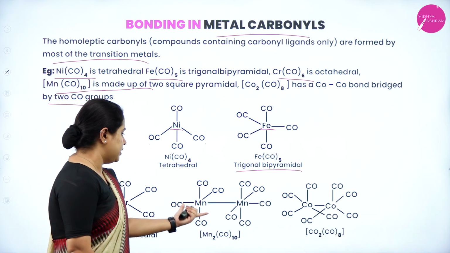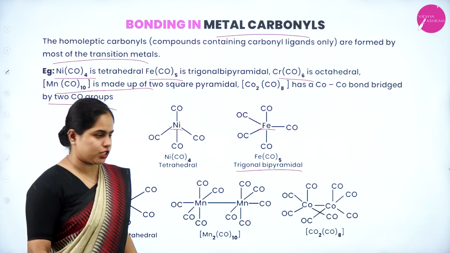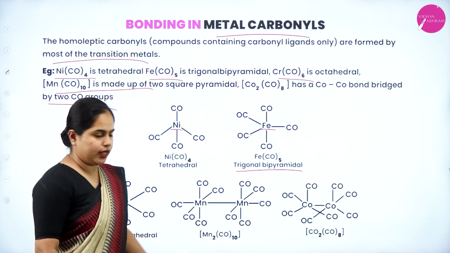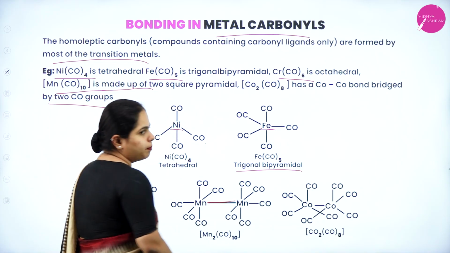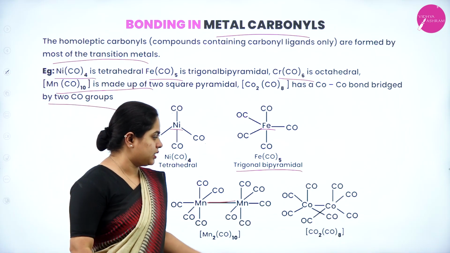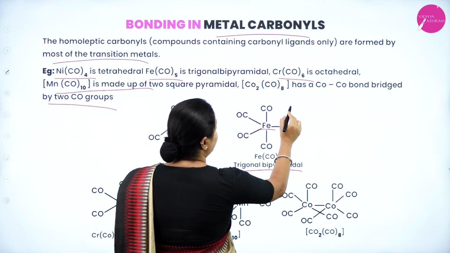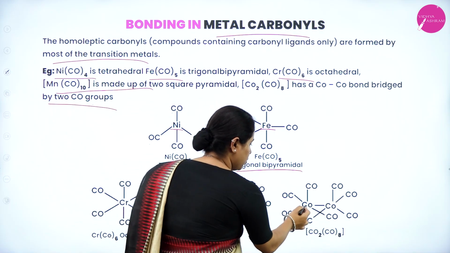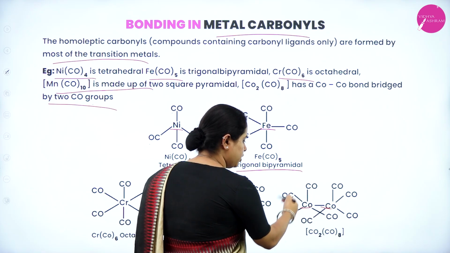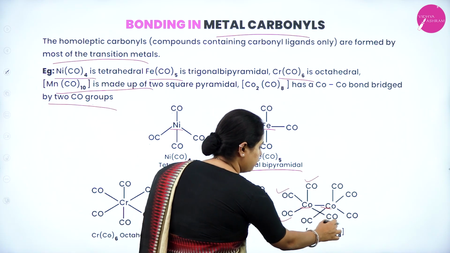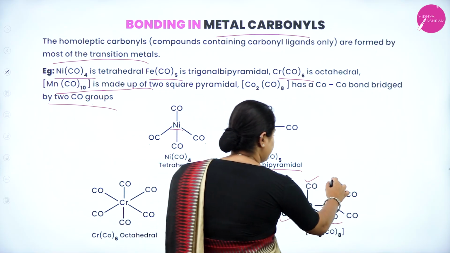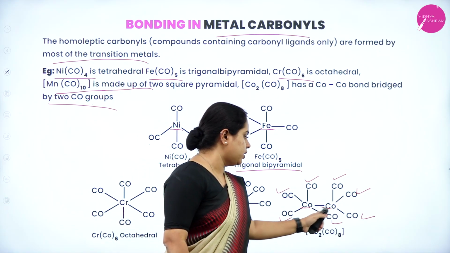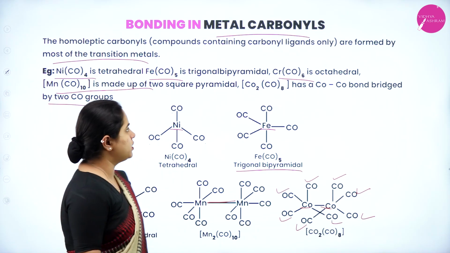Now in the case of Mn2(CO)10, you can see here it is made up of 2 square pyramidal structures. Here one square pyramidal, here another square pyramidal, and these two are joined, and there is an extra bond between the manganese and manganese. Now the last one you can see here is Co2(CO)8. So there is a cobalt-cobalt bond bridged by 2 CO groups. This is one cobalt atom, another cobalt atom. Surrounding this cobalt atom there are 4 carbonyl ligands, and to this cobalt atom 4 ligands are present. And there will be a bridge between these 2 cobalt atoms. So I hope it is clear. So these are metal carbonyls.